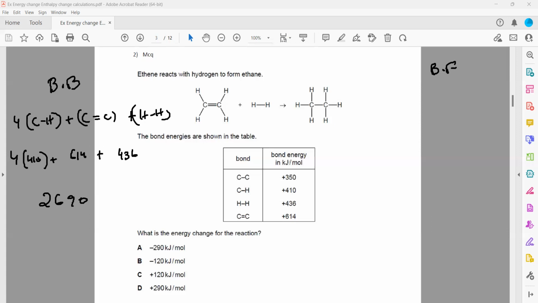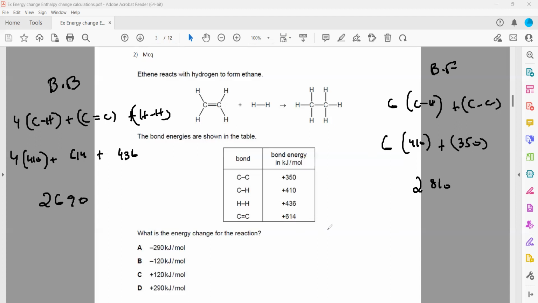Then for bond forming energy, 1, 2, 3, 4, 5, 6 CH bonds are there. So it will be 6 times the CH bond energy, which is 410, plus the carbon-carbon, which is 350. We just substitute the values. We get 2810. So 2810 is the bond forming energy.